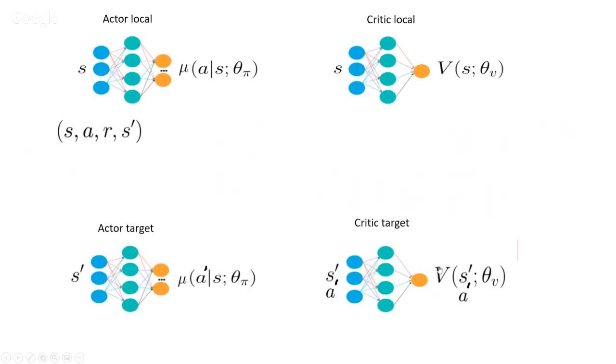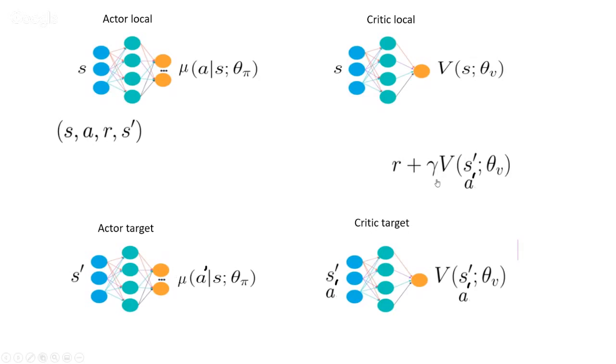Now I have written it as V, but it's actually Q, but I'm calling it the action value of the state-action pair, so that way it's clear. So I will input this and it will give me an action value for the next state and next action pair. Now I will take this and compute my TD target.